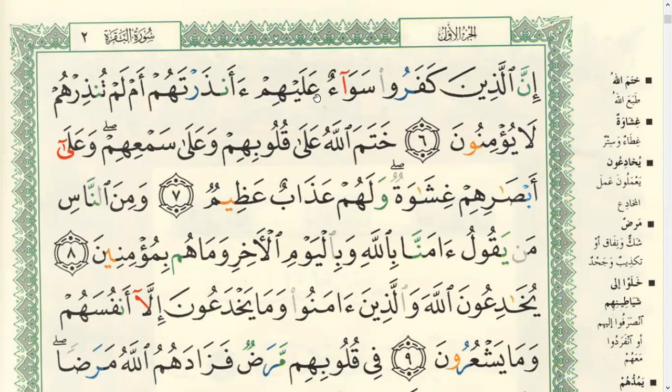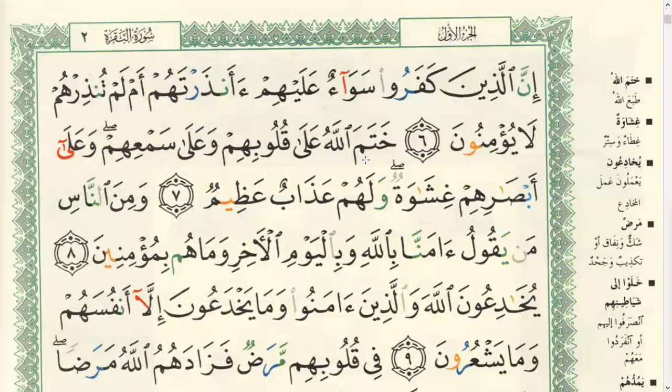If anyone has any question, any difficult word, she can ask me now. So the verb for tanzuru is nazara yanzuru? Yes, you can say nazara yanzuru, but at the moment we are not going into the detail of that. Okay. Because it is a thing which is related to grammar. Anybody else?